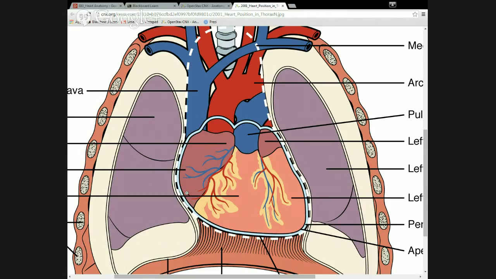The layer that's adjacent to the organ is called the visceral layer, and the layer that's lining the cavity where we find the organ is called the parietal layer. They're actually one continuous layer of tissue. It just sort of folds over where they come together.